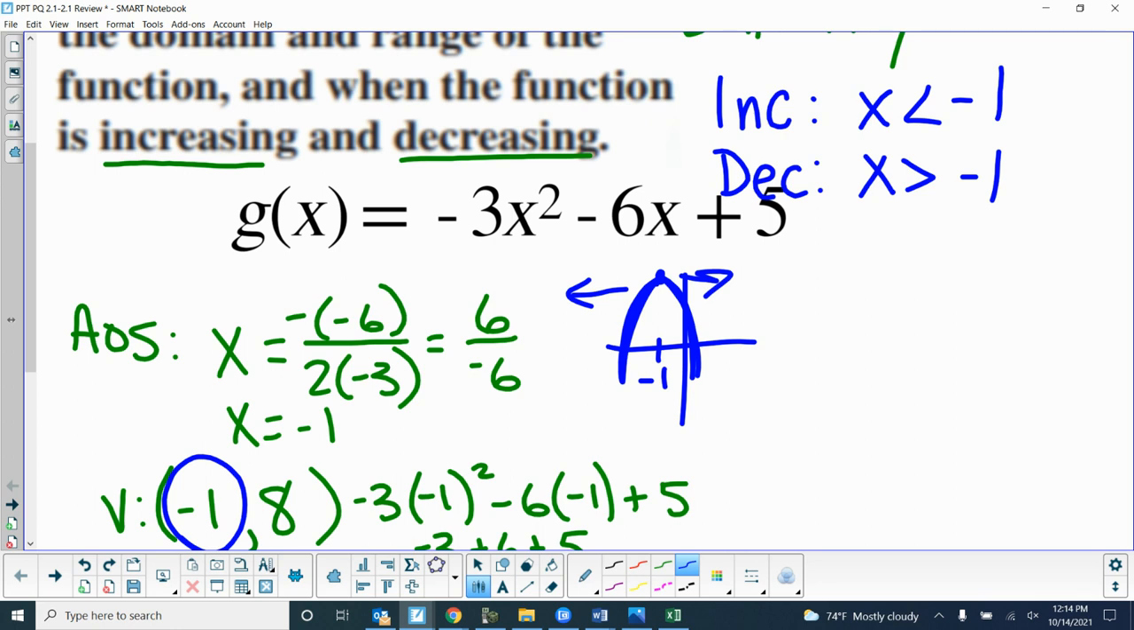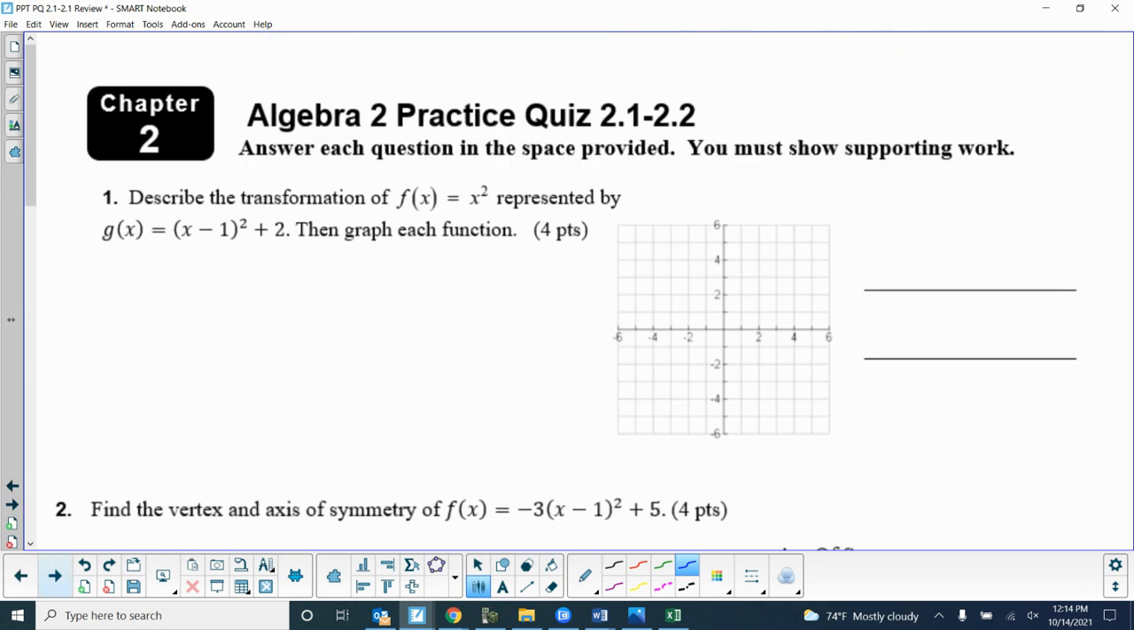Okay? All right, number 1, Ty. What is the transformation here with the x? What is it telling us? With the negative 1. Right one. Very good.